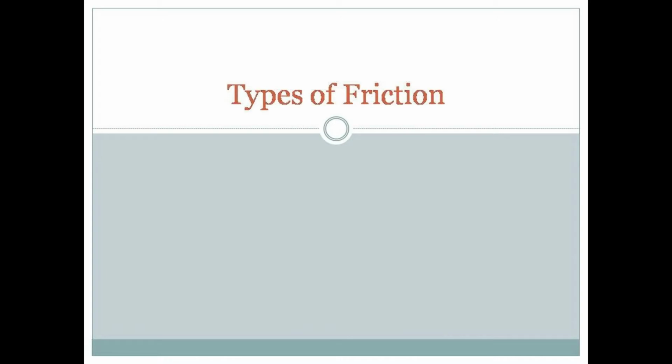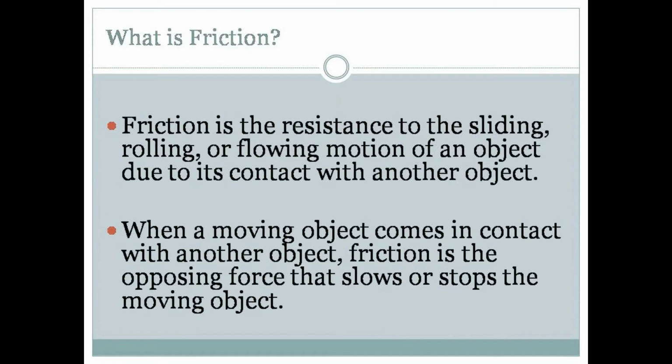Good day kids! Today we are going to talk about the different types of friction. What is friction? Friction is the resistance to the sliding, rolling or flowing motion of an object due to its contact with another object. When a moving object comes in contact with another object, friction is the opposing force that slows or stops the moving object.